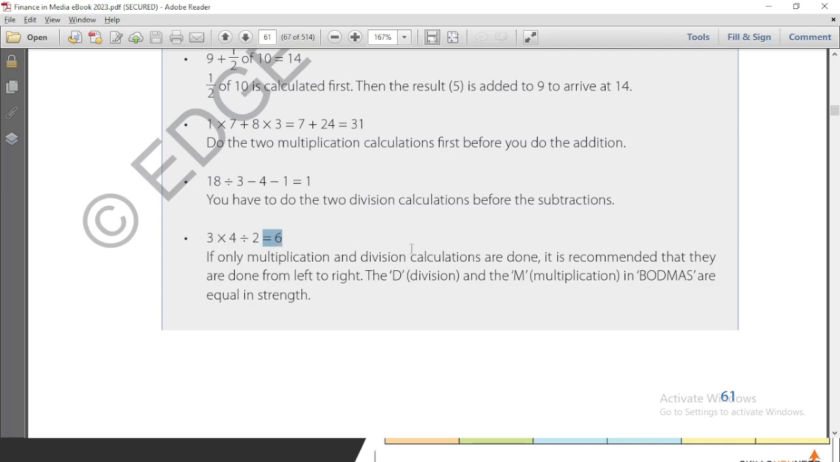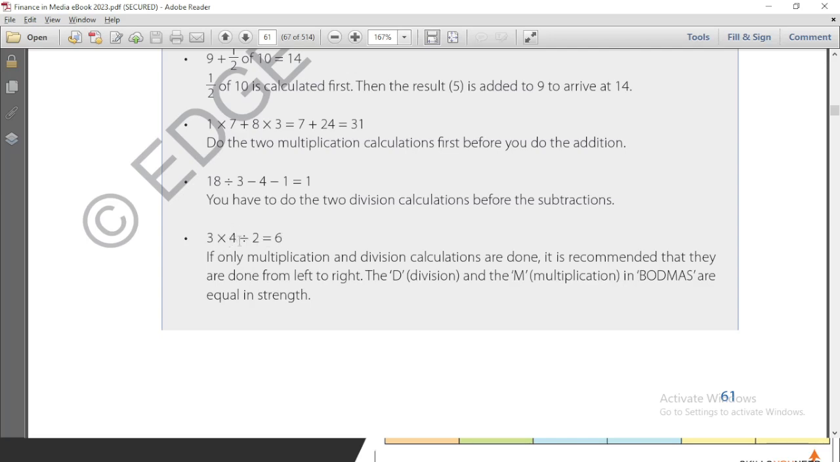Under this scenario they are also showing you that if only multiplication and division calculations are done, it is recommended that they are done from left to right. The division and the multiplication in BODMAS are equal in strength, so you can perform them all simultaneously. But because here we don't have the plus sign in between, we're going to start from left to right, meaning that we say 3 times 4 and then divide by 2 giving us 6.